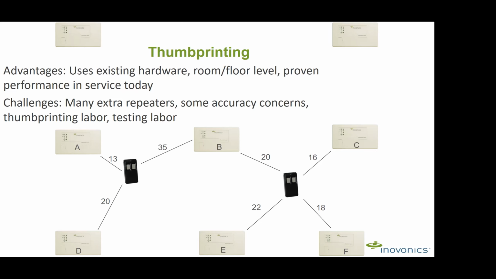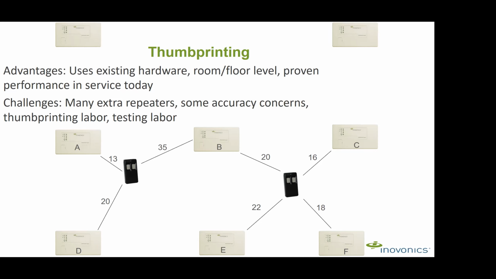profile or a thumbprint. So in this case, look at the pendant on the left. It's heard by repeaters A, B, and D. That's signal margins of 13, 35, and 20 respectively. So those IDs and numbers become that RF thumbprint. Same with the second pendant on the right, heard by B, C, E, and F at signal margins of 20, 16, 22, and 18 respectively. So the key here is for it to be heard by at least 3 or more repeaters.